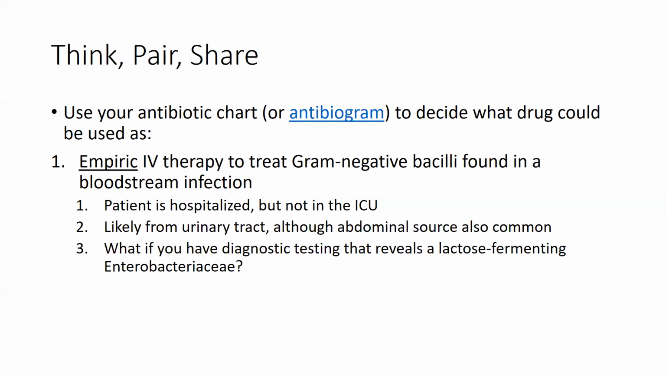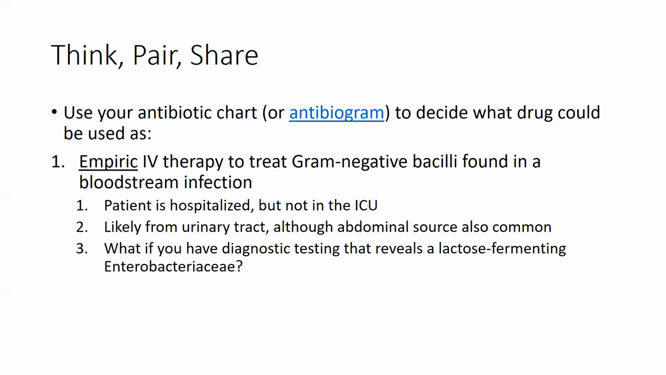Try to decide what antibiotic you could use for empiric therapy when you have a gram-negative bacilli that's growing in the bloodstream. You can imagine this is a hospitalized patient that you're looking for IV therapy in, but they're not so critically ill that they're in the ICU. And so you can choose based on what you think would be good for enteric gram-negatives and Pseudomonas if you don't have any rapid diagnostics.